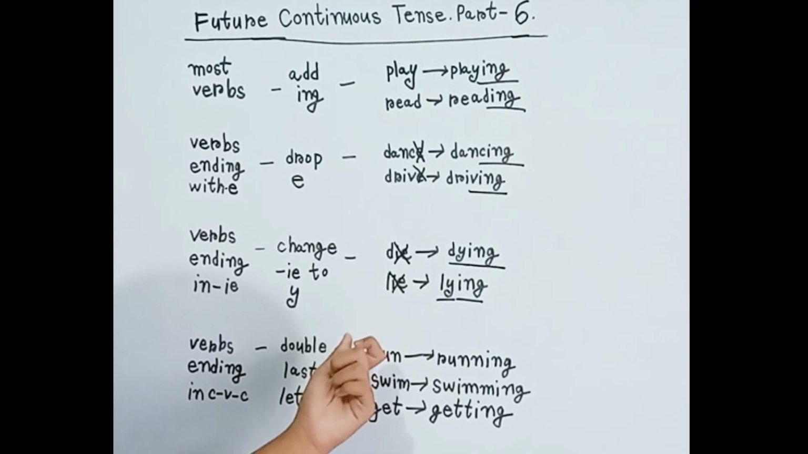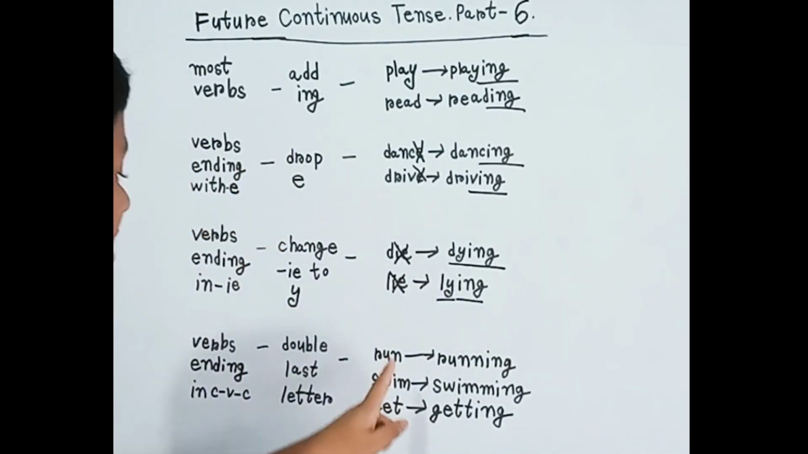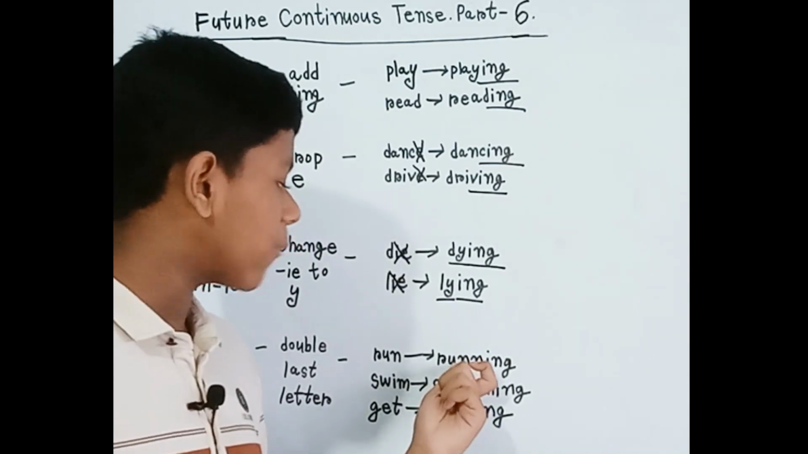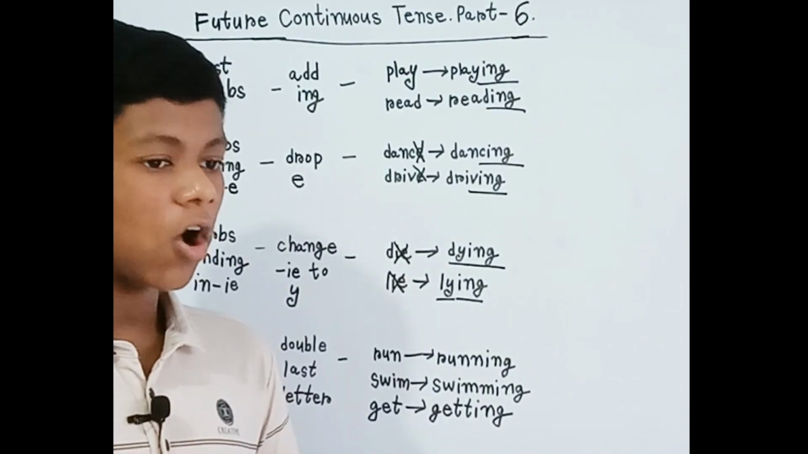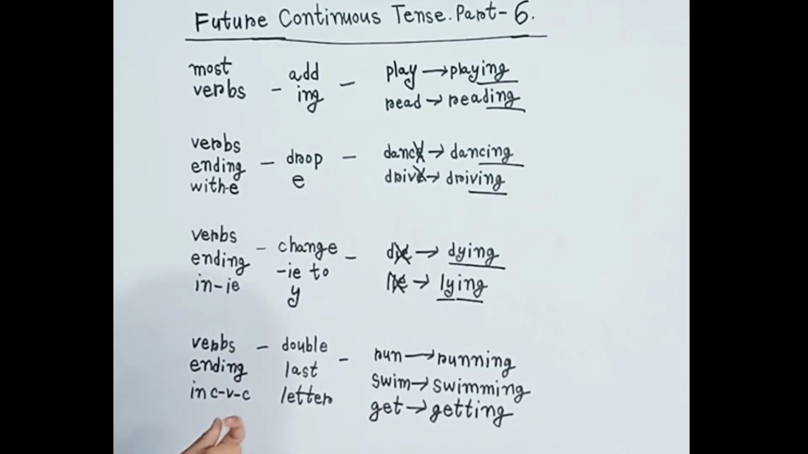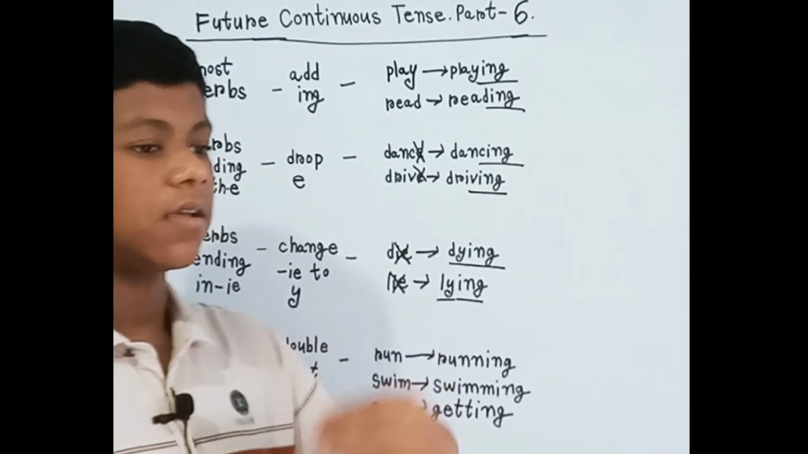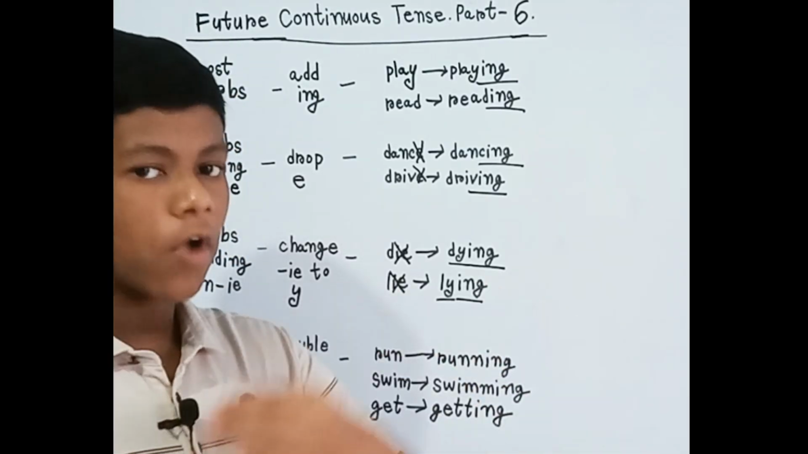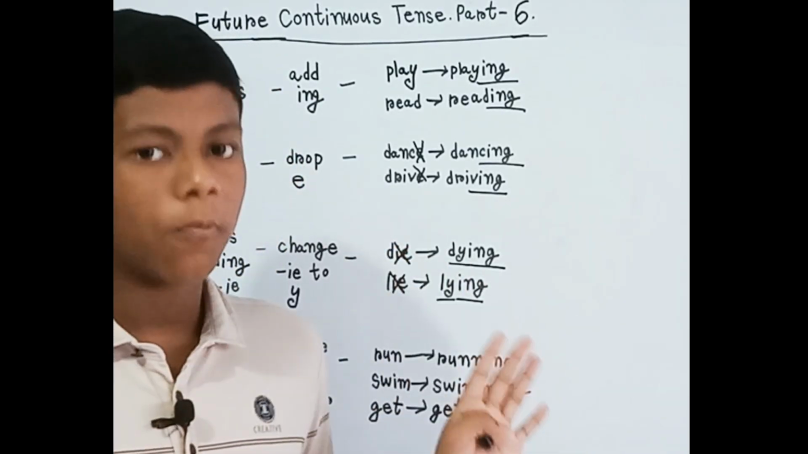Here we can see run, running. Our last letter is N, so we have to double the N, then add the ing. How? Because the CVC pattern starts from the end. The pattern starts from the end, for every kind of verb.